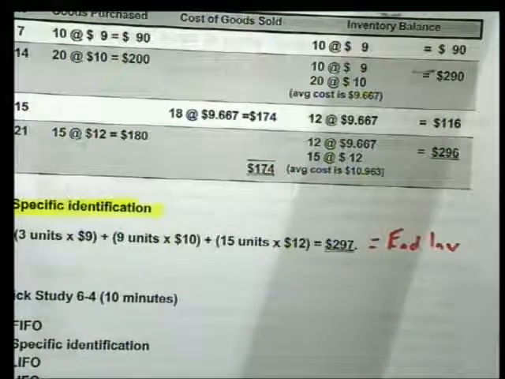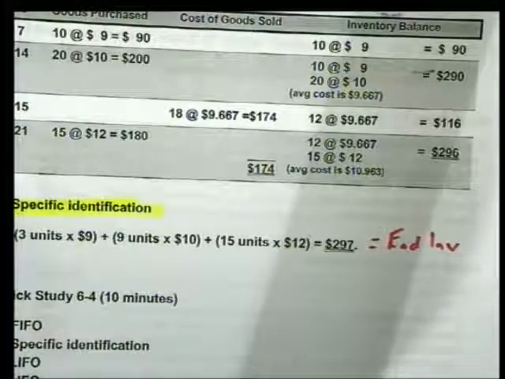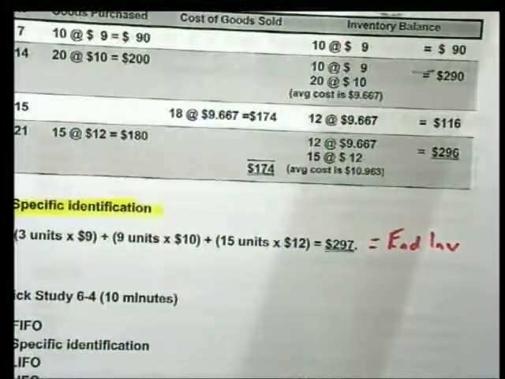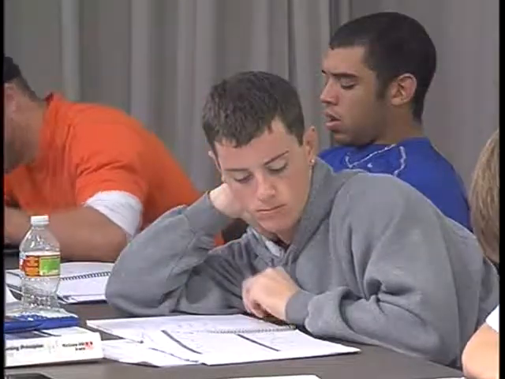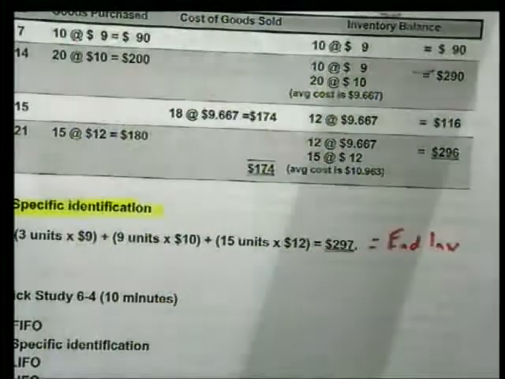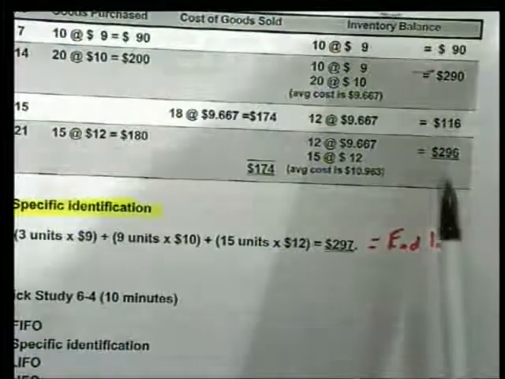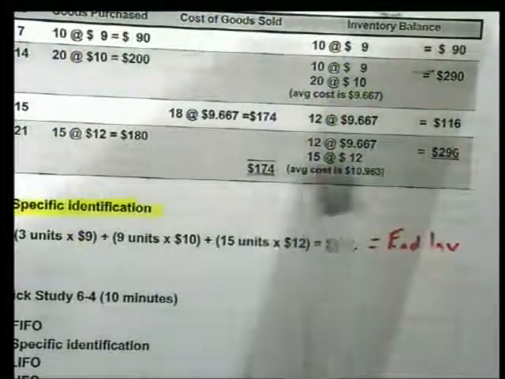7 units sold at 9 and 11 units sold at 10 equals 173. You could go through and just look in the yellow to see what they said we sold. Or if you wanted, isn't this one of those problems where you can add up these two numbers and they should equal the same number?